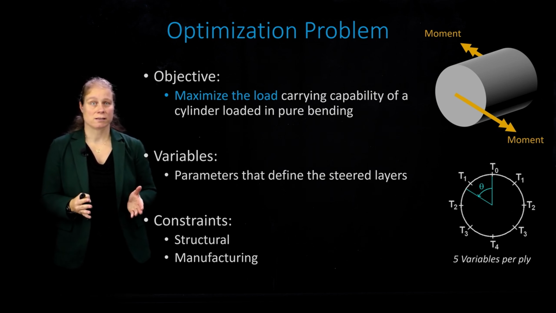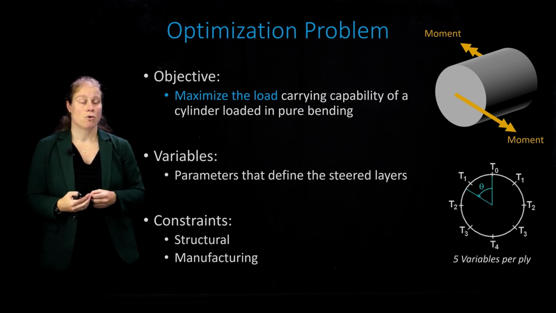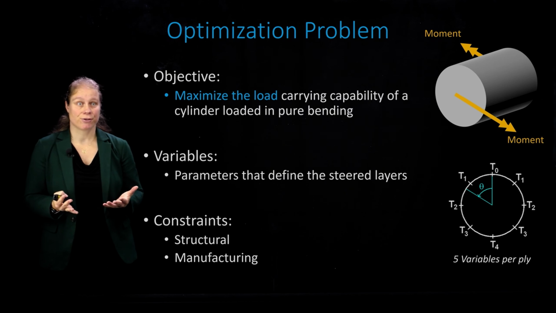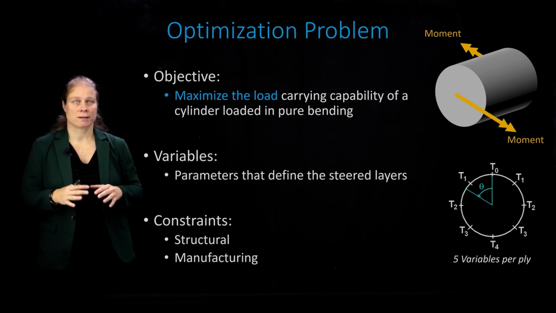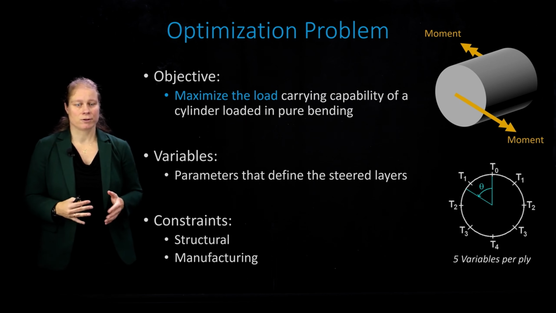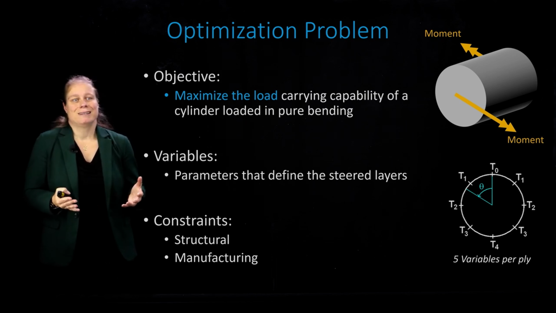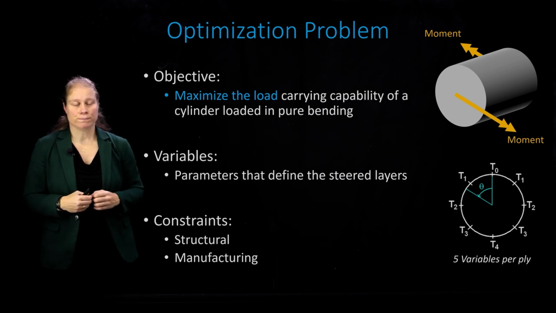As for constraints, there are structural constraints, things like deflection or buckling load, overall laminate strength, those kinds of things, as well as manufacturing constraints. The radius was one of them. There were a couple other constraints which I'm not going to go into detail on, but those are typically, if you're a mechanical engineer or maybe a civil engineer, the kinds of things that you run into when you do an optimization.